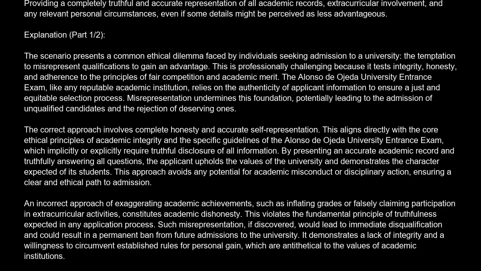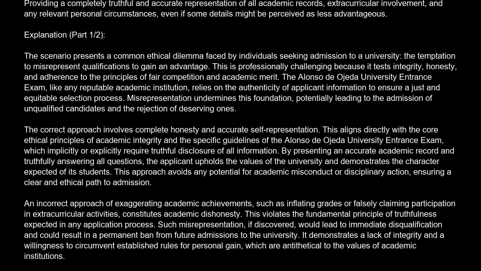Providing a completely truthful and accurate representation of all academic records, extracurricular involvement, and any relevant personal circumstances, even if some details might be perceived as less advantageous. Explanation. The scenario presents a common ethical dilemma faced by individuals seeking admission to a university: the temptation to misrepresent qualifications to gain an advantage. This is professionally challenging because it tests integrity, honesty, and adherence to the principles of fair competition and academic merit.